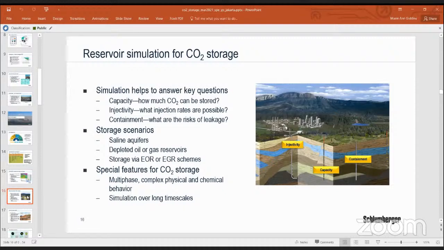We also have the option of performing enhanced oil recovery or enhanced gas recovery and storing CO2 as a result of injection for those schemes, which may be an attractive way to start because it will possibly be more cost effective than going straight to a storage scheme. In order to study those, we need to be able to model this multi-phase complex physical and chemical behaviour, which is special to CO2. We also need to be able to simulate over long time scales. So again, hundreds or thousands of years, not just the life cycle injection period.